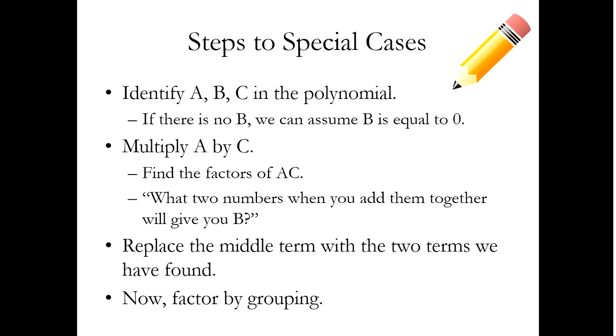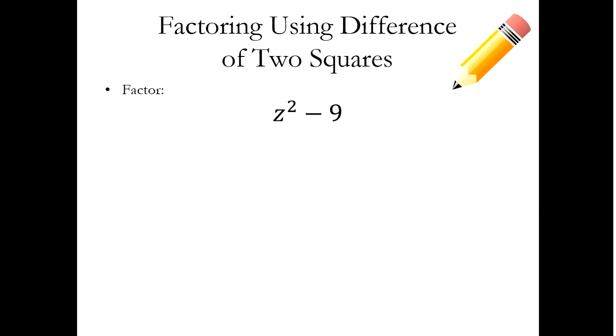Then we're going to multiply A by C, because we're going to use the AC method. We're going to find the factors of AC, okay? And then we're going to find two numbers that, when you add them together, give us our B term. Replace it, and then factor by grouping or our box method. So let's actually take a look at an example here.